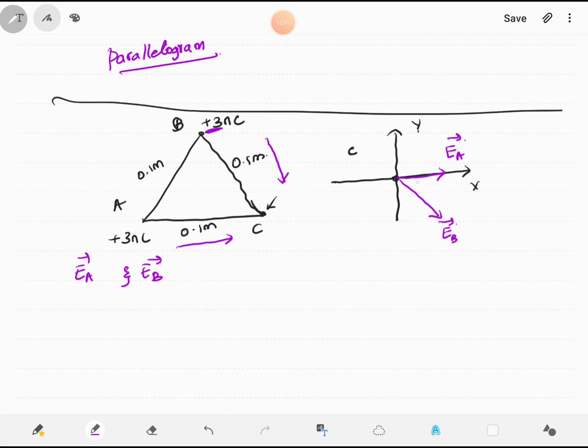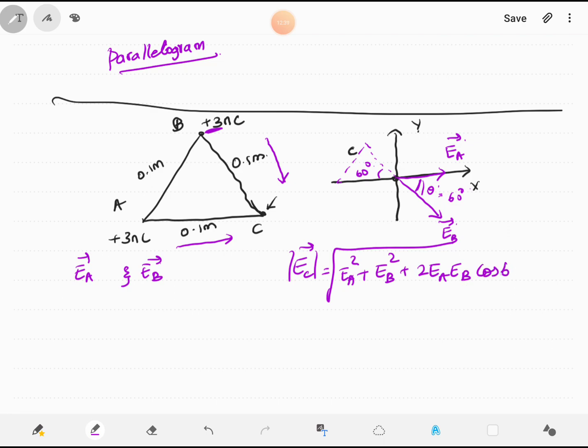Now, how do you find the direction angle between the vectors, theta? Simple. Again, you complete the triangle, right? Now, if this angle was 60 degrees, clearly this angle is also equal to 60 degrees. So therefore, the magnitude of electric field now is going to be root under EA square plus EB square plus 2 EA EB cos 60. In the previous problem, we had cos 120. Now we are going to end up with cos 60.